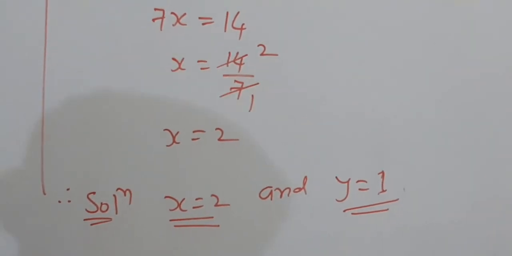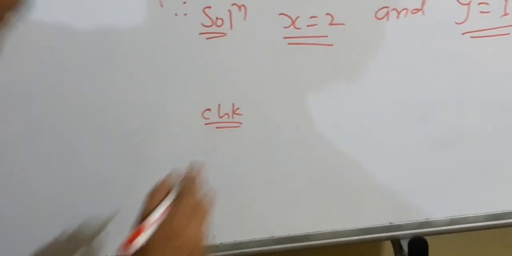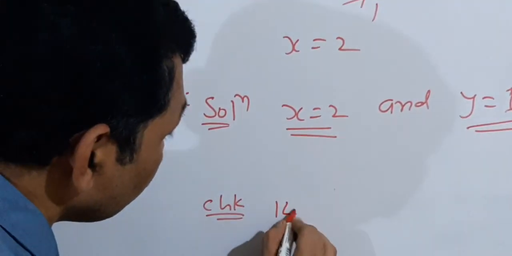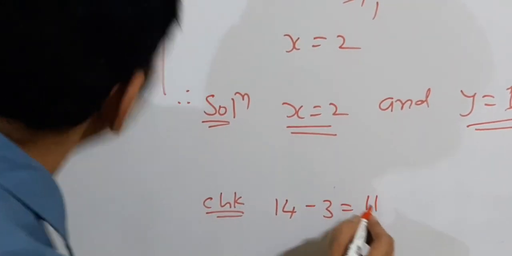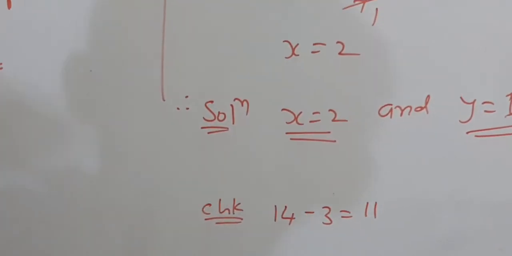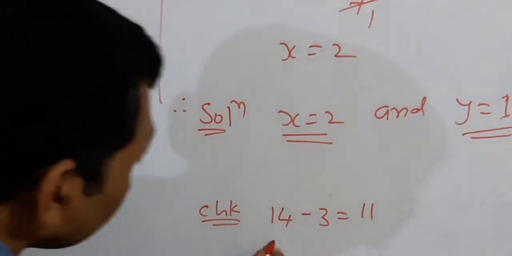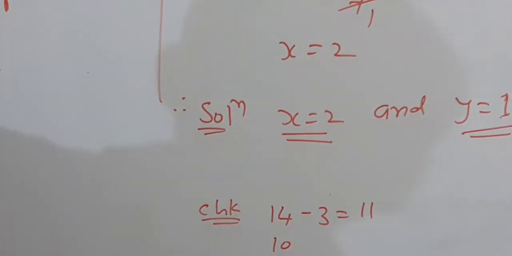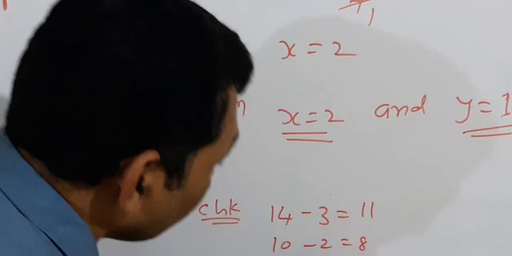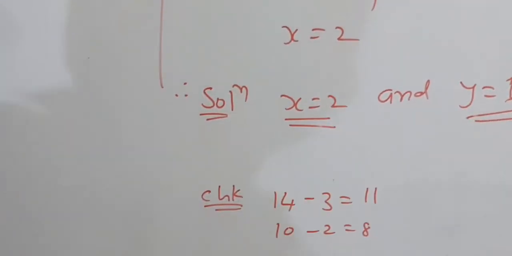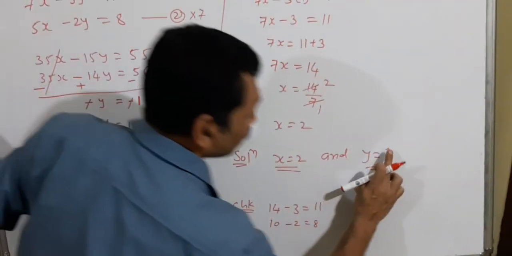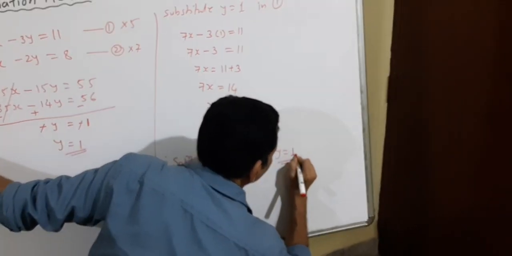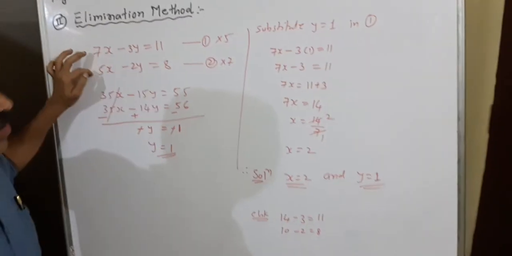Okay, we'll check it. In equation 1, 7 into 2 will be 14 minus 3 1s are 3. 14 minus 3 is 11. Yes, it satisfies. Second equation 5 2s are 10 minus 2 1s are 2, 10 minus 2 is 8. And therefore these values satisfy both these equations, and therefore x is equal to 2, y is equal to 1 is the solution of this pair of linear equations.